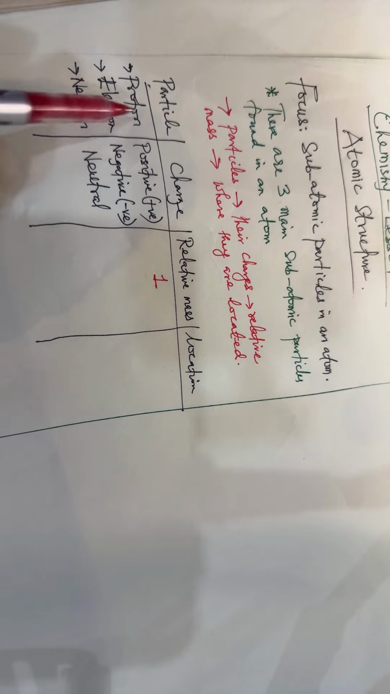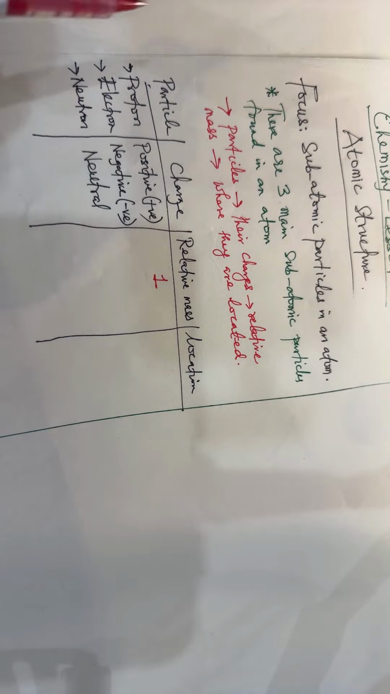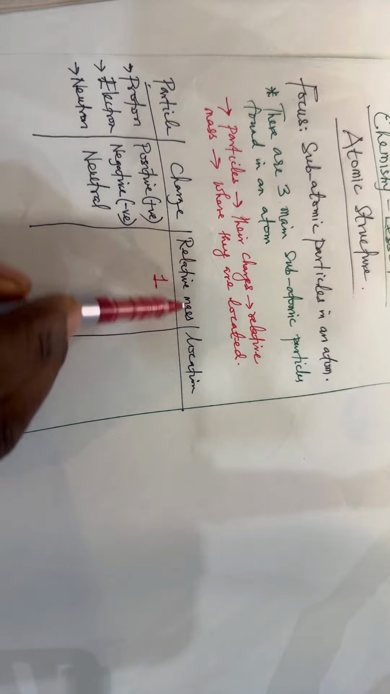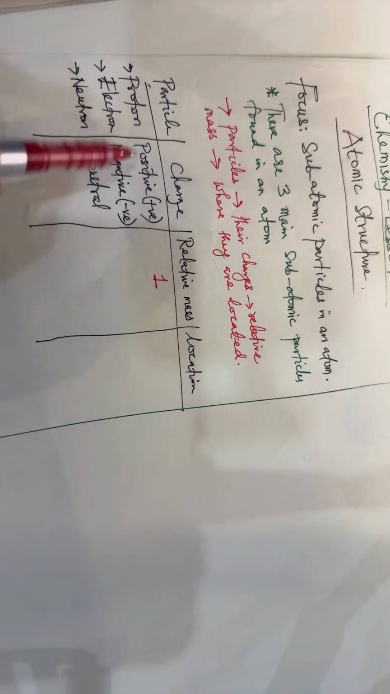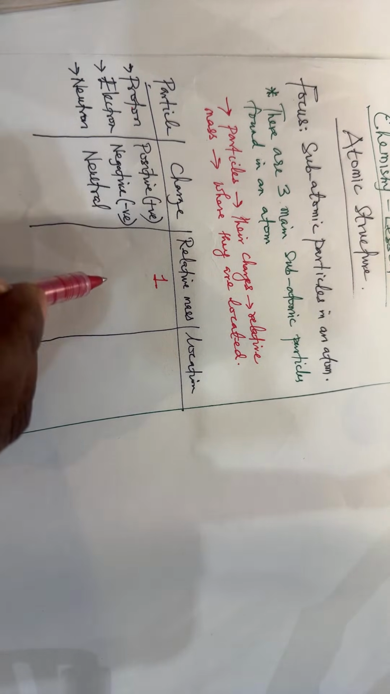In the nucleus of an atom, proton and neutron, they are always in the nucleus of an atom. Electrons move around the nucleus, around the orbit. So any charge that proton has is the same charge neutron will have. So if the relative mass of proton is 1, similarly the relative mass of neutron is also going to be 1.